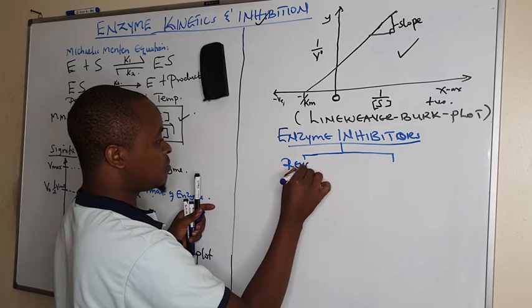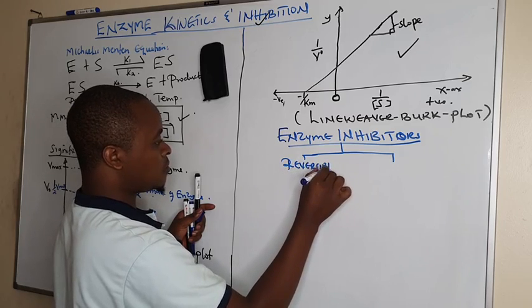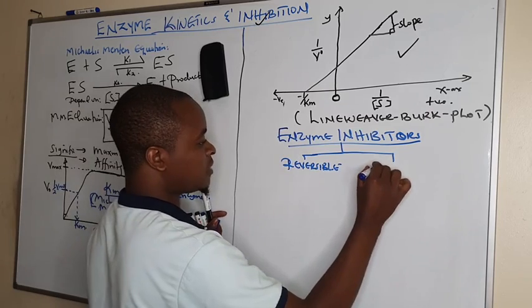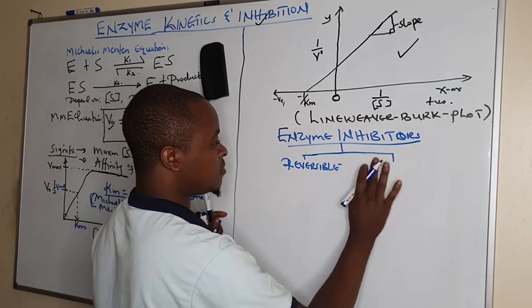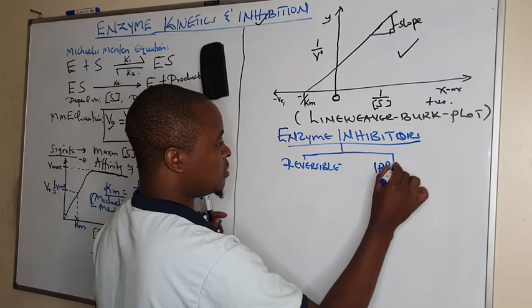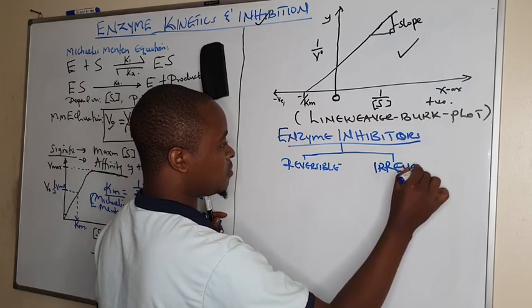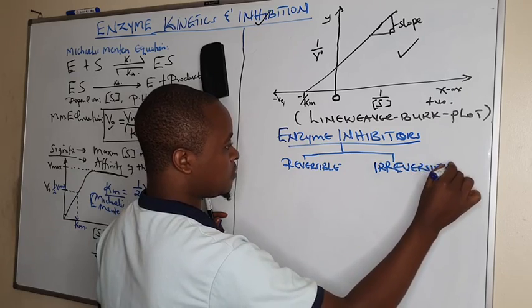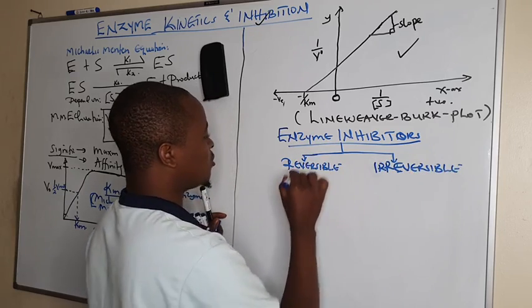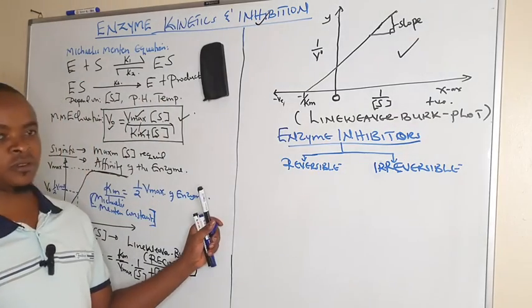reversible and non-reversible, or irreversible. Can you call it irreversible? So these are the two types of inhibition.